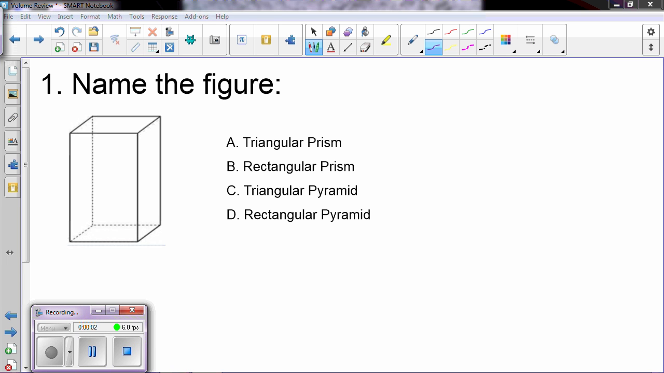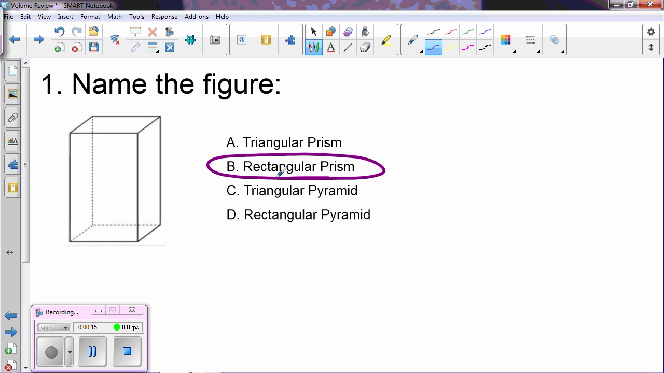First, let's talk about naming shapes. You need to know what the name of the shapes are for two reasons. So you A, know what shape your base is, and B, so you know what formula to use. This first one is going to be our rectangular prism. That means my base is a rectangle.